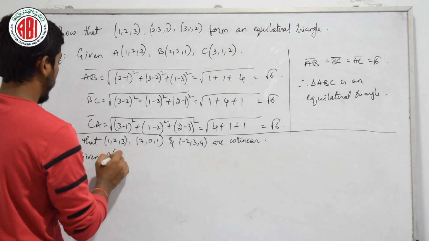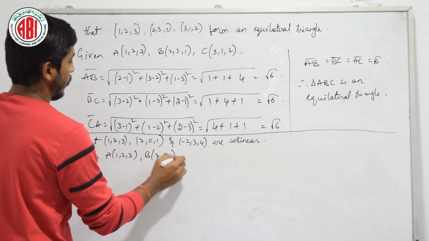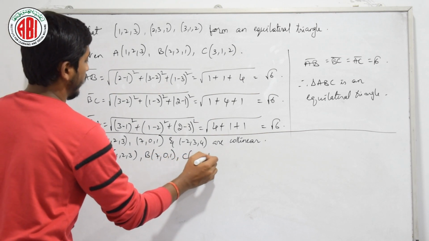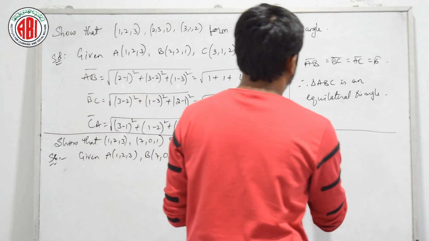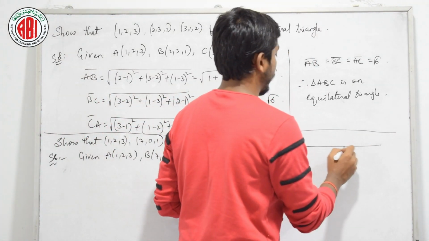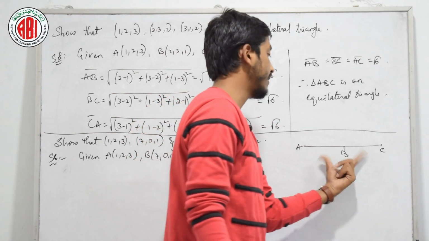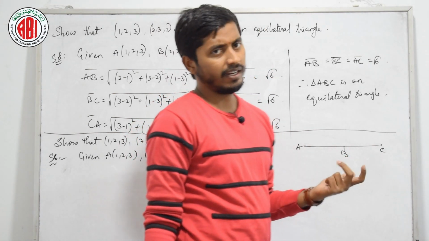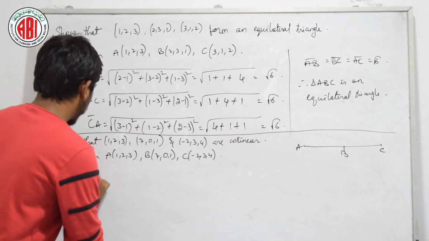Given A(1, 2, 3), B(7, 0, 1), C(-2, 3, 4). What's the condition for collinearity? For example, if I have taken 3 points A, B, C, and if I find that AC is equal to AB plus BC, can I write it as collinear? That's it. Let's check what is AB.